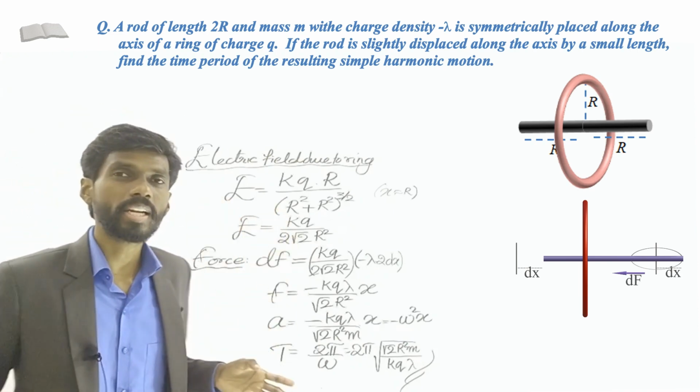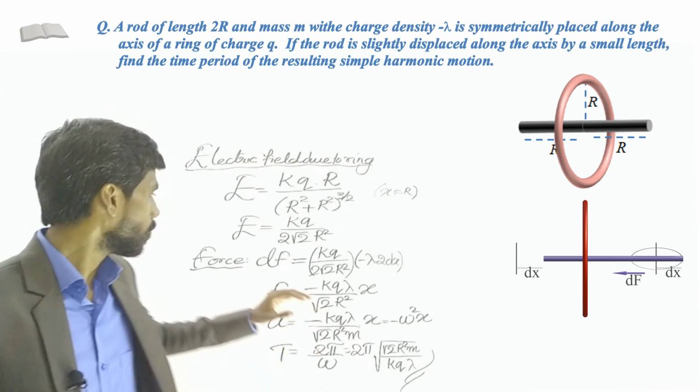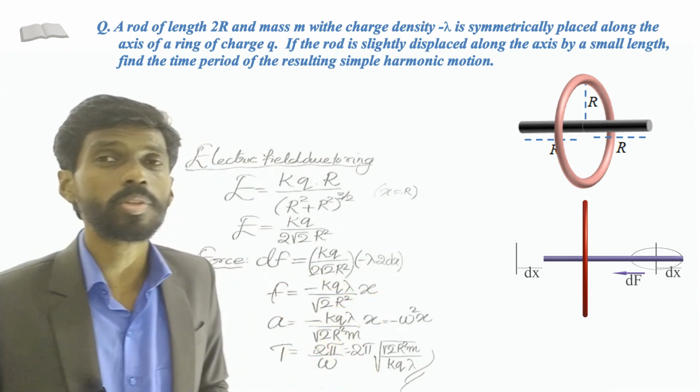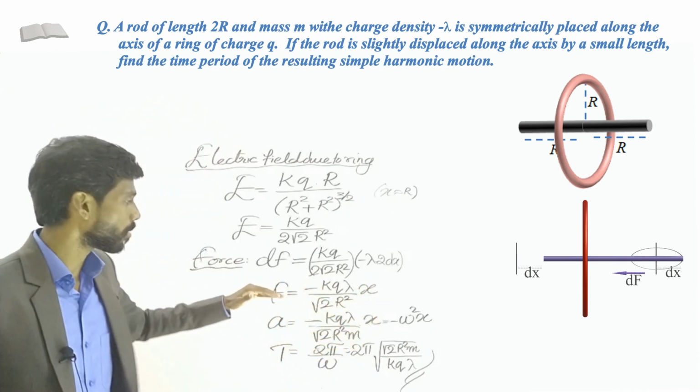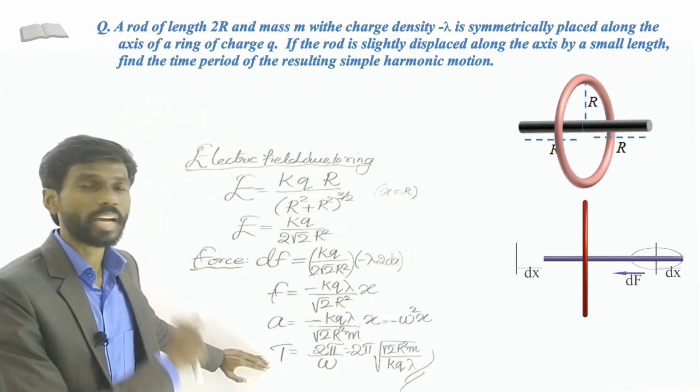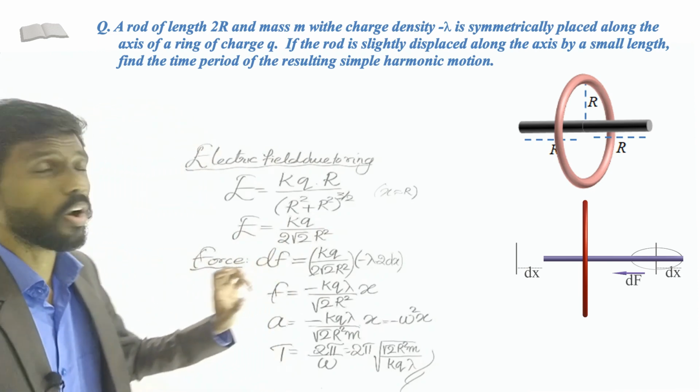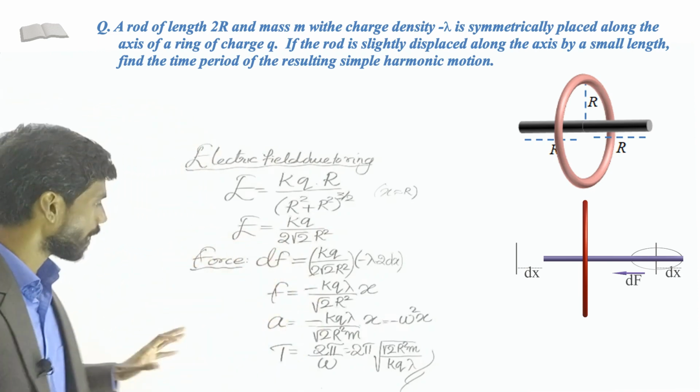Now by integration we get the total force. So the total force is proportional to x here. That means it is a simple harmonic motion. So we have the formula for the time period of simple harmonic motion. Using that, we found the time period of this simple harmonic motion of this rod. Okay, so that's it.